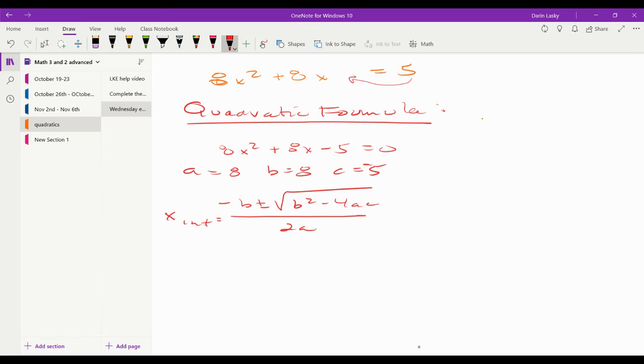So let's go ahead and just plug it in. I'll move to the right here. Negative b, so we've got -8 plus or minus the square root of 8 squared minus 4 times 8 times -5.